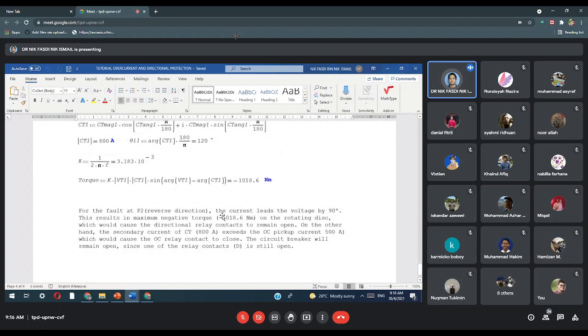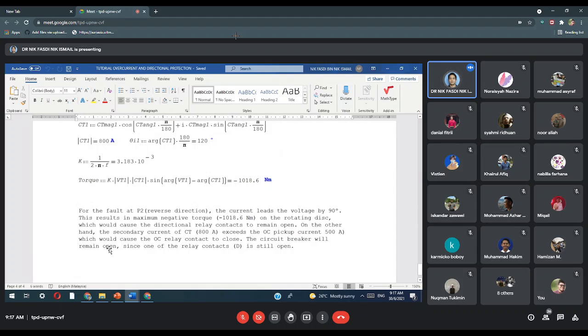From the result of P2 reverse direction, the current leads the voltage by 90 degree. This will result in maximum negative torque on the rotating disc, which would cause the directional relay contact to remain open. Dia tak turn on lah, dia remain open, dia tak close. On the other hand, the secondary current CT exceeds the pickup of 500, which would cause the overcurrent relay contact to close. Tapi cerita sekali, because the fault is 800, dia exceeds the pickup 500. But because of the directional relay, they remain open because of the negative torque. So breaker will remain open.